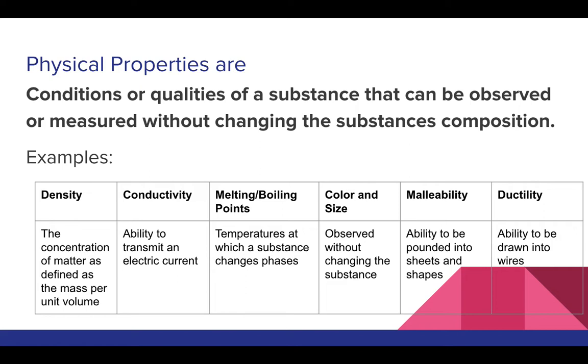Now, these next 2 words you should become familiar with. They are particularly useful in describing physical properties of metals and nonmetals. Metals tend to be both malleable and ductile. Malleability is the ability to be pounded into sheets and shapes, and ductility is the ability to be drawn into wires. While these are physical properties of metals, nonmetals generally are not malleable or ductile.